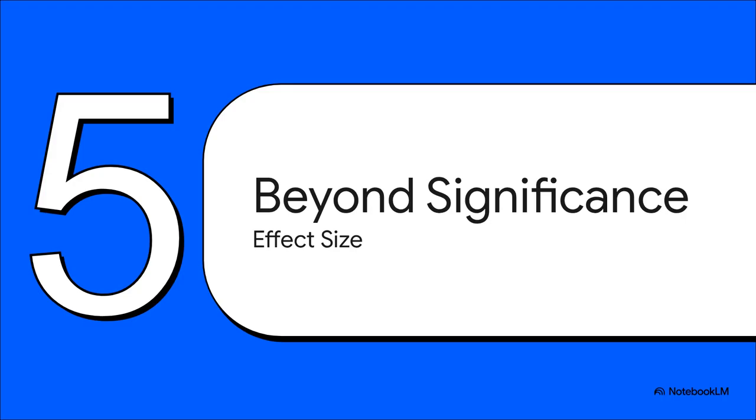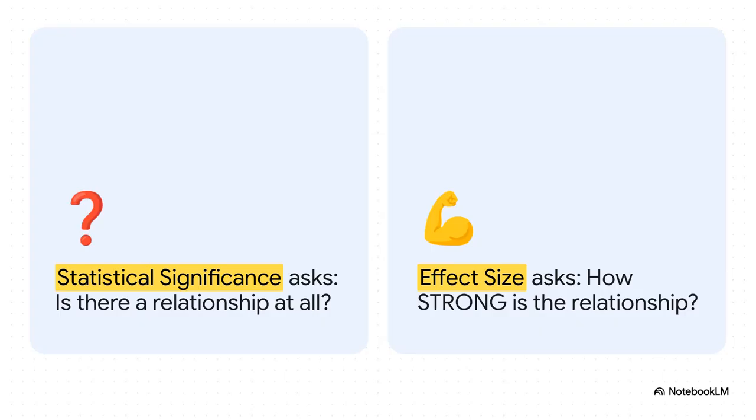So what do we do? How do we get out of this trap? How do we tell the difference between something that's just a mathematical curiosity and something that actually matters? Well, it turns out the solution is to start asking a much better question. See, statistical significance, that p-value, it's really only asking a very basic question. Is there any kind of relationship here that probably isn't just random luck? That's a really low bar.